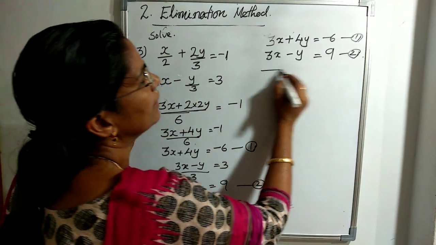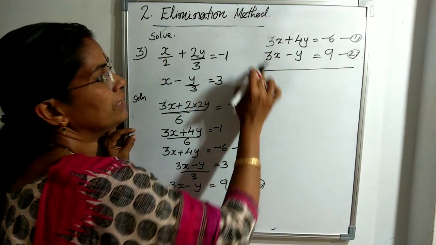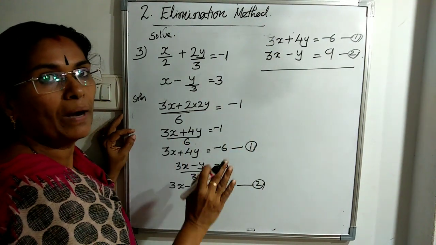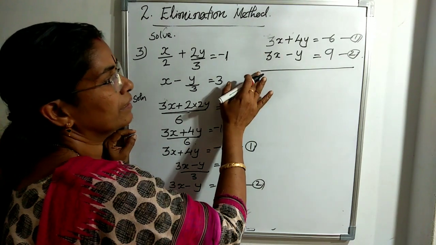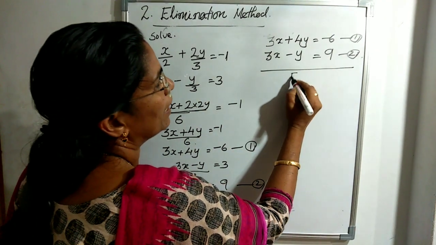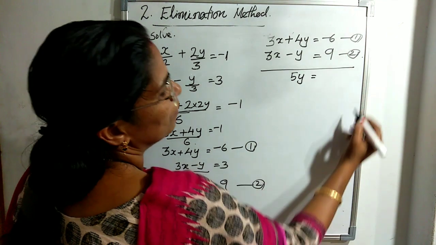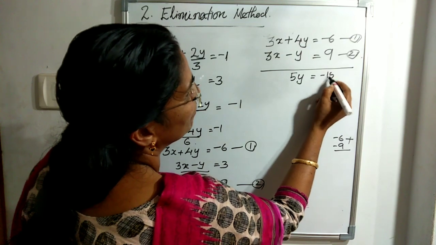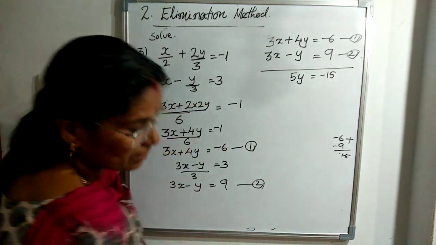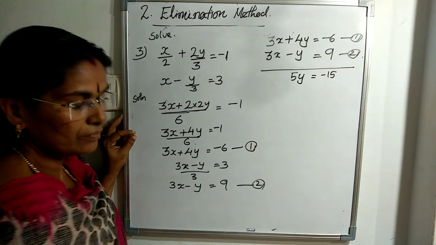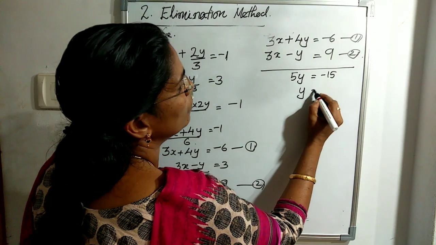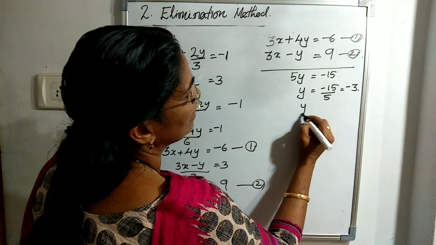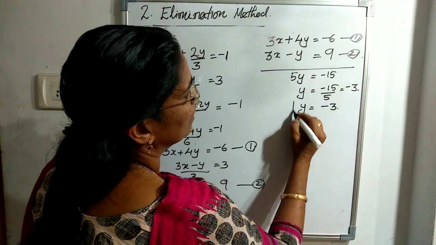Now here the coefficients of the x variable are already the same, so no need to multiply with any number. Just subtract. So it becomes 5y, and on the right side -6 minus 9, so it becomes -15. y = -15/5. The answer is -3. So we got the value of y as -3.